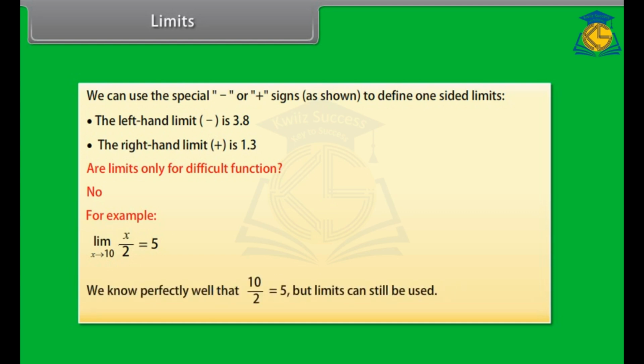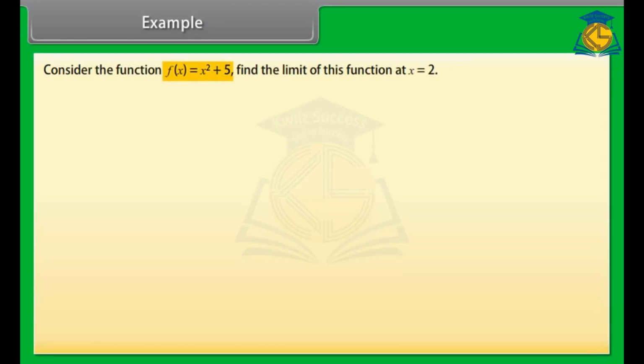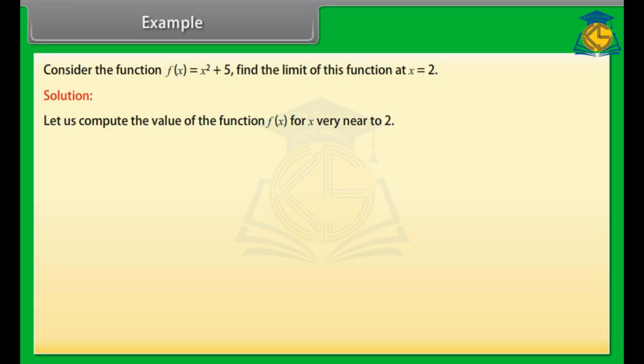We know perfectly well that 10 by 2 is equal to 5, but limits can still be used. Example. Consider the function f(x) is equal to x square plus 5. Find the limit of this function at x is equal to 2. Solution. Let us compute the value of function f(x) for x very near to 2.